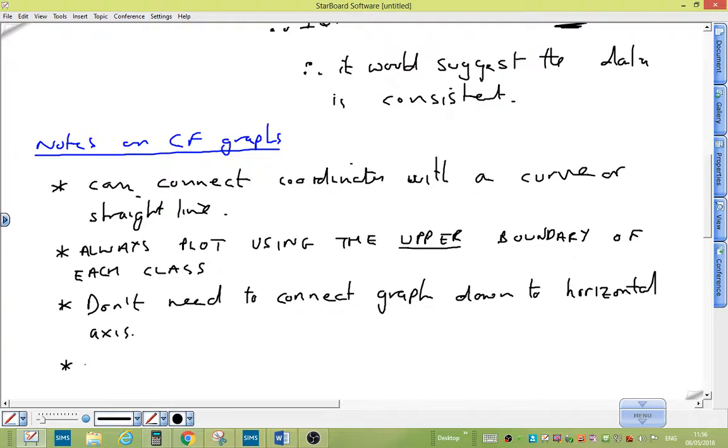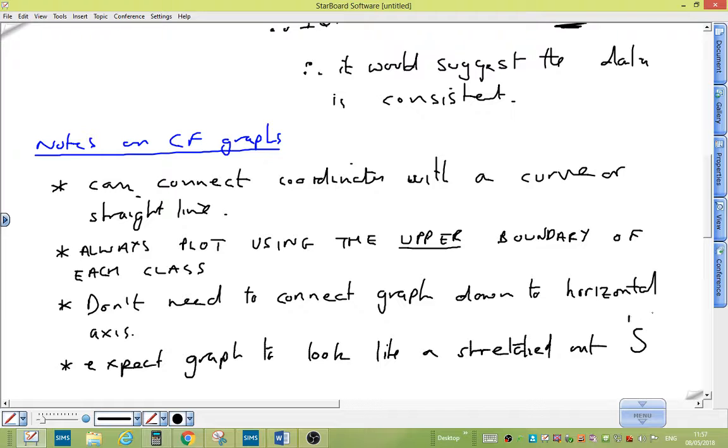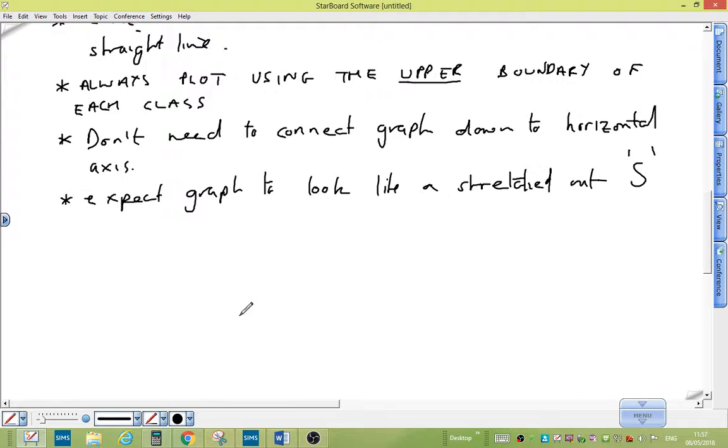And lastly, expect the graph to look like a stretched out S. Stretched out S. Okay. Outcomes underlined.